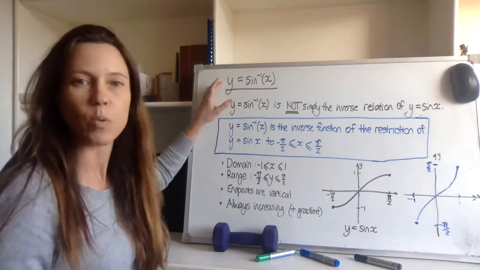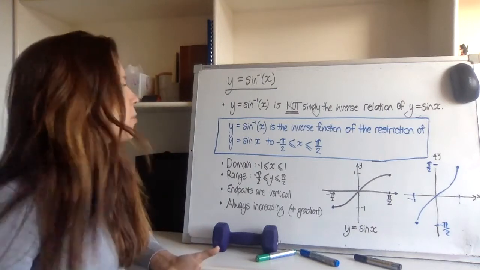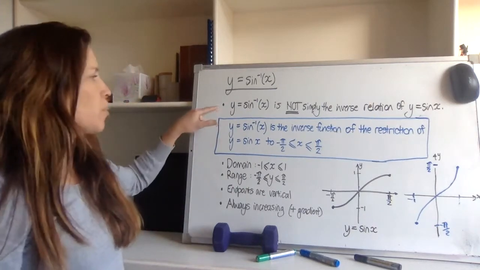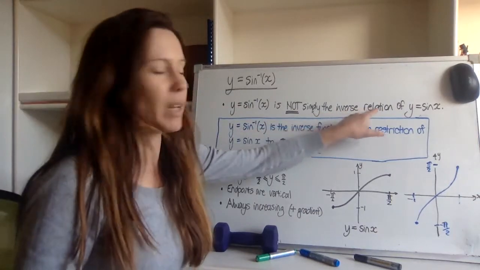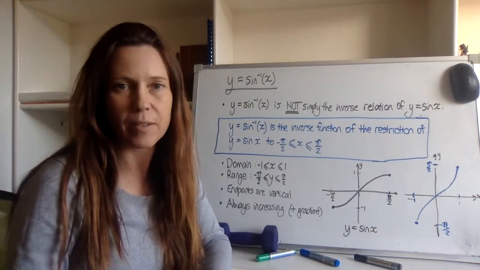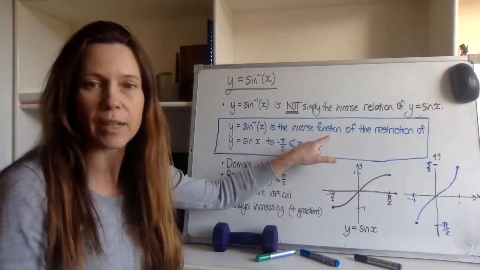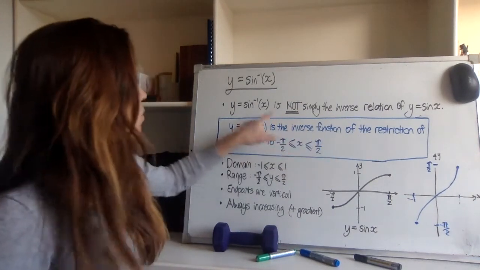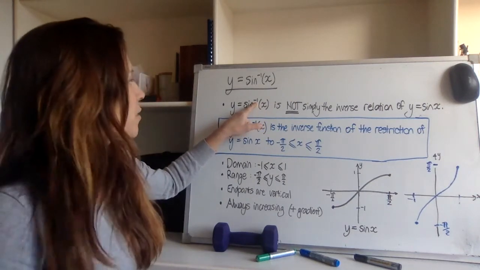Now we say y equals the inverse sine of x. That's how you read that. Y equals the inverse sine of x. Now, importantly, this graph is not just the inverse relation of y equals sine x, okay? It's not that. What it is, it's the inverse function. Now, straight away, how can I tell it's a function? Well, it's using that function notation, that inverse function notation with the little negative one there.